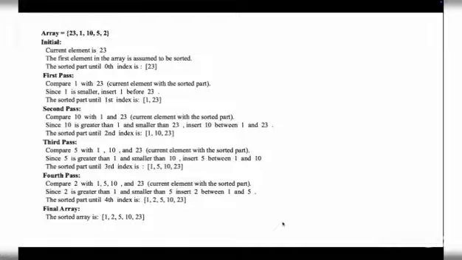It has been explained in the step-by-step process. The initial elements are 23, 1, 10, 5 and 2, and in the initial condition we have taken the 23 element. In the first pass, 1 is compared with 23. In the second pass, 10 is compared with 1 and 23. In the third pass, we compare 5 with 1, 10 and 23, and it will be inserted in the correct position. Likewise, in the fourth pass, the last element 2 will be compared with 5, 10, 1 and 23, and it will be inserted in its correct position. And finally we get the sorted array as 1, 2, 5, 10 and 23.